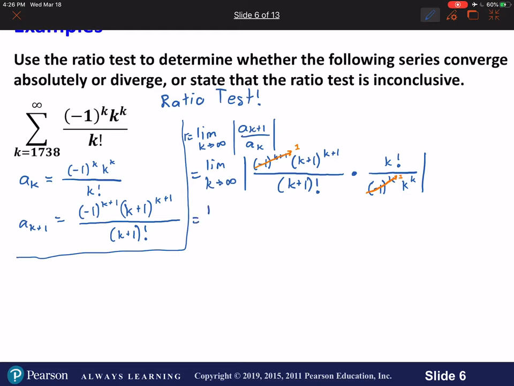All right. So we can rewrite our limit. In the numerator, we have (k+1)^(k+1). We could rewrite that as (k+1)^k times (k+1). And then we also have a multiple of k factorial. In the denominator, we have (k+1) factorial, so that can be written as just (k+1) times k factorial. And we have k^k, which I'm just going to copy over.